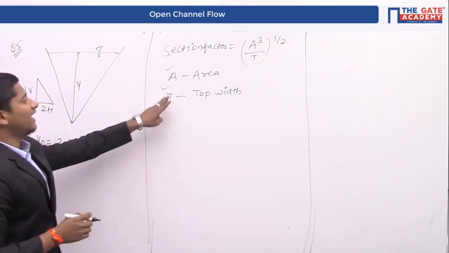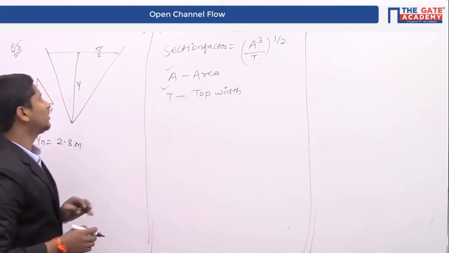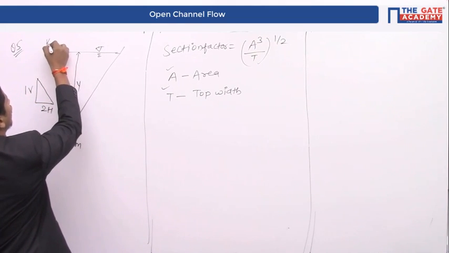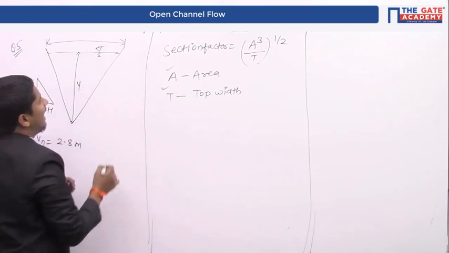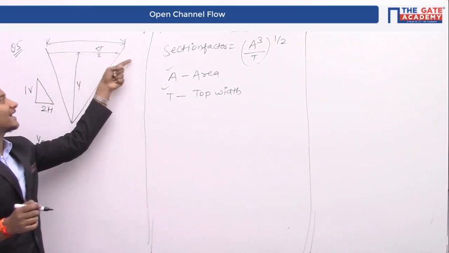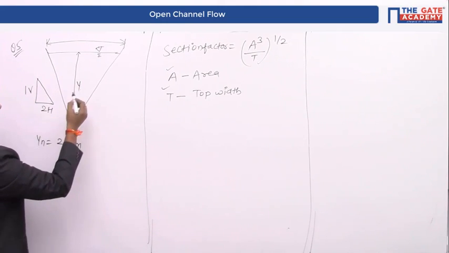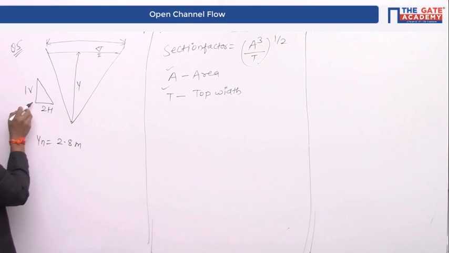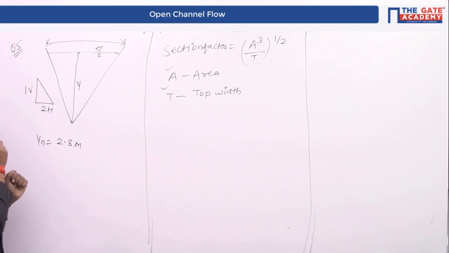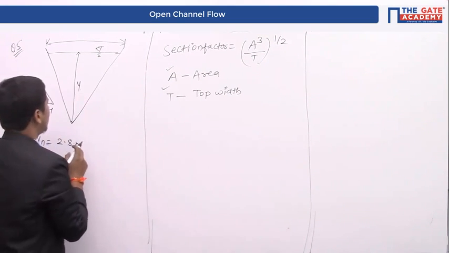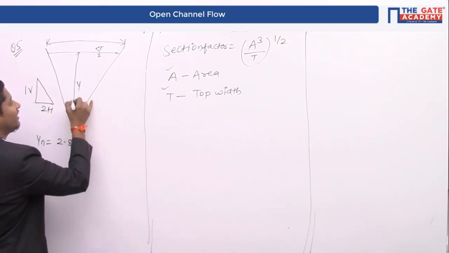To find the area of a triangular section, you have y, but you also have to find this value, and this value is exactly equal to the top width. So look at the slope, what it means. They are telling us if you go 1 meter vertical, you have to go 2 meter horizontal. In this question it is given 2.8 meter vertical.